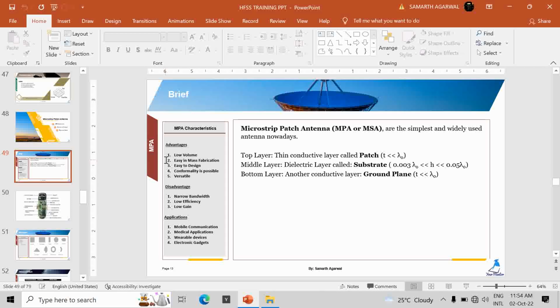Having so many advantages, it also has disadvantages which can impact your overall design, which are narrow bandwidth, low efficiency, and low gain. Anyway, low gain can be addressed if you go for an array design, but at that time bandwidth will again be a constraint. So a trade-off has to be made between these two parameters.